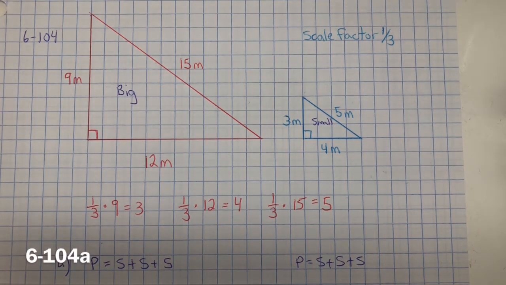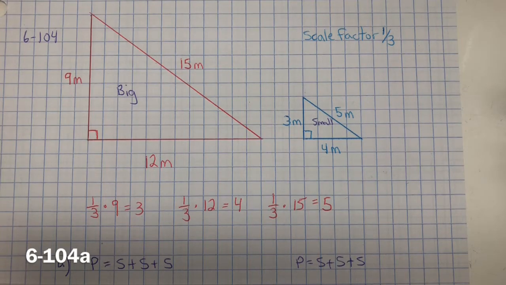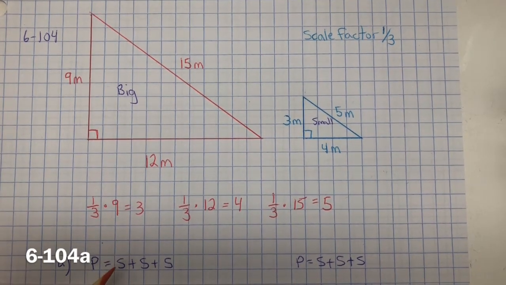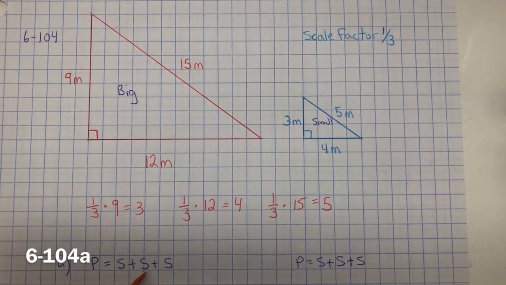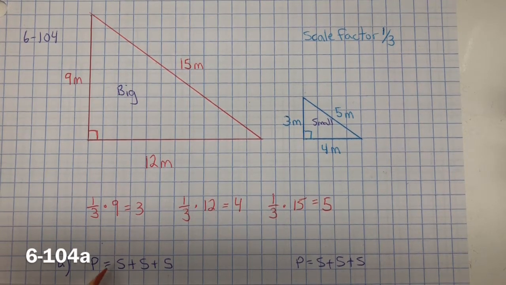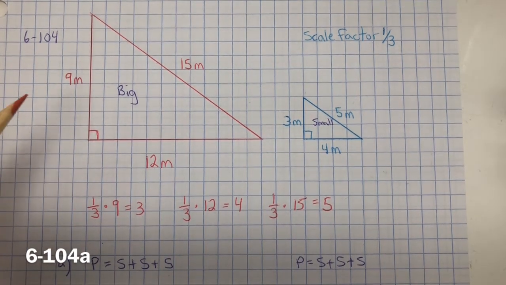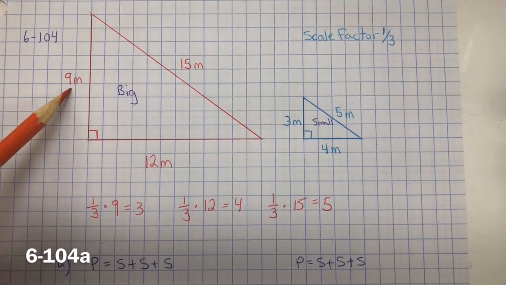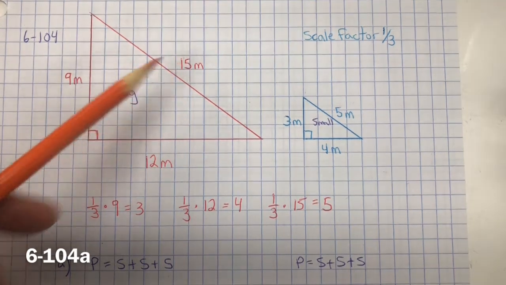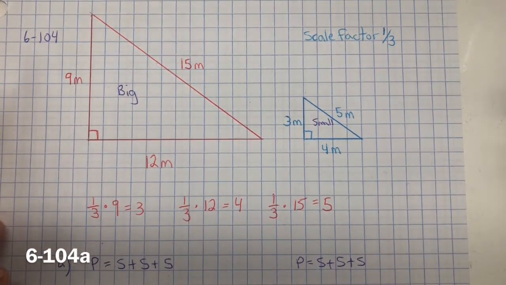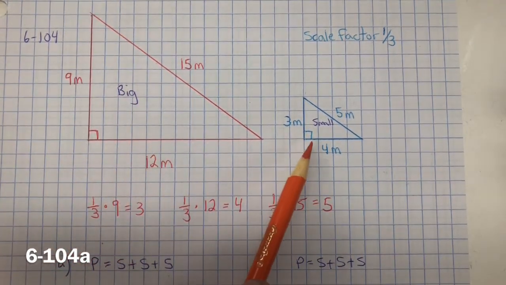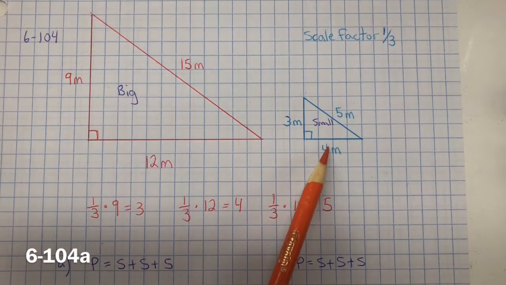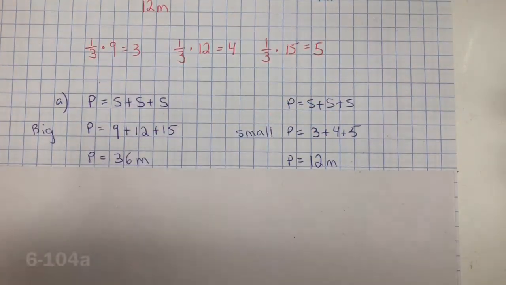In part A, we needed to calculate the perimeters of both triangles. The perimeter is the sum of the length of all the sides. So a triangle would have 3 sides, so we would have 9 plus 12 plus 15. And then for the small, we would have 3 plus 4 plus 5.